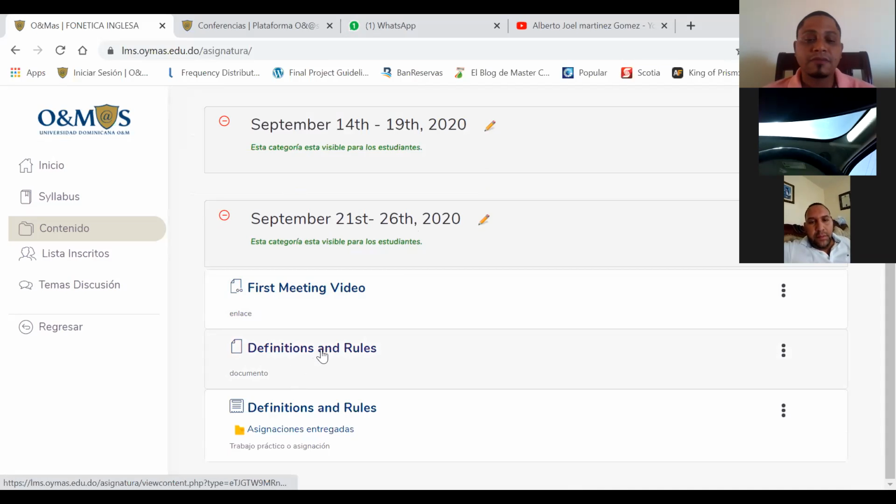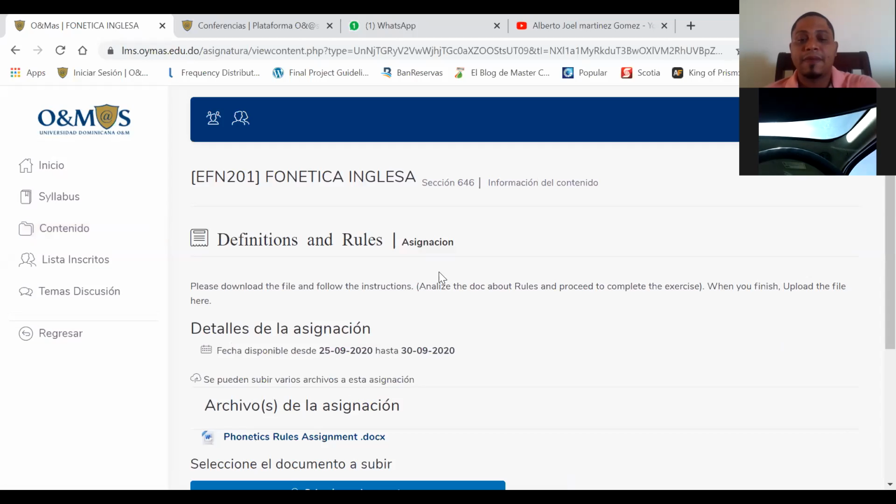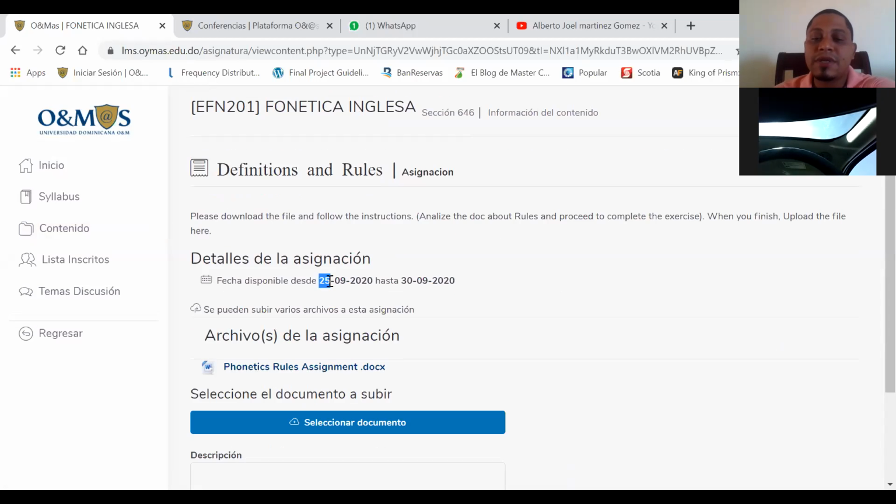You also have the definitions and rules material that we're going to be talking about today, and the homework that we have in the platform is also about that material. Now, we have from the 25th, that was yesterday, until the 30th, next week, right? So that will be available until Wednesday, so you can do the homework and upload it.